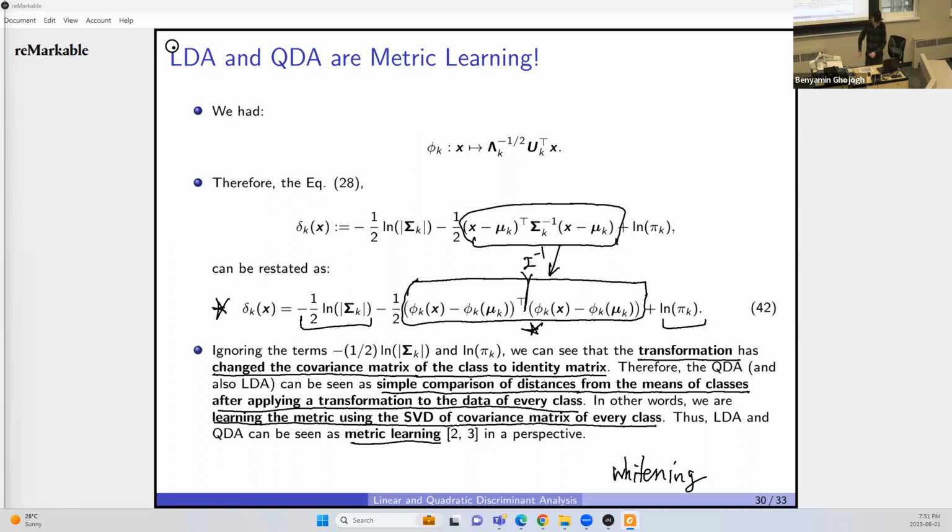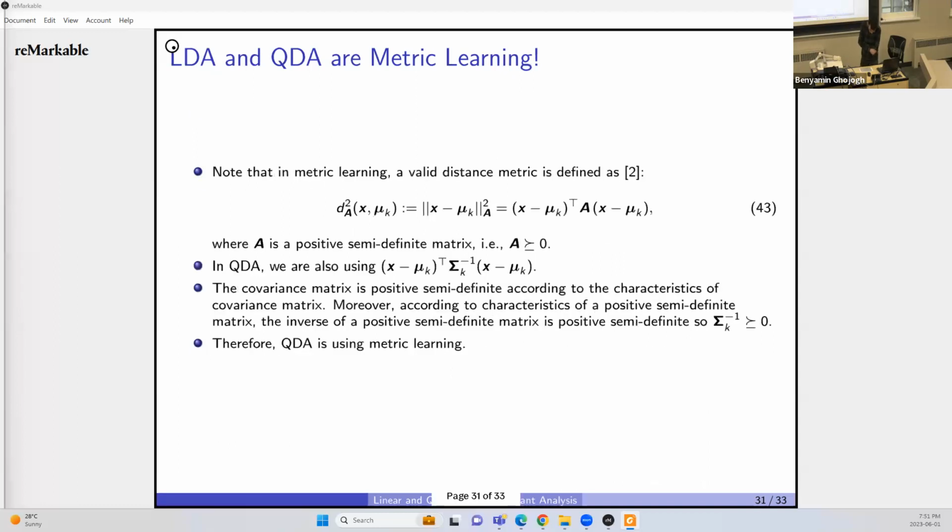Interesting. Now, note that in metric learning, a valid distance metric is this. This is a valid distance metric if A is positive semi-definite. Let me briefly talk about it because it's important.